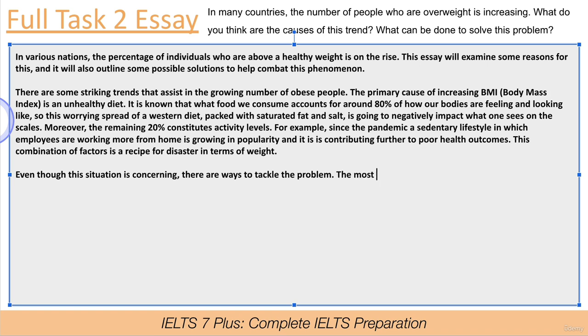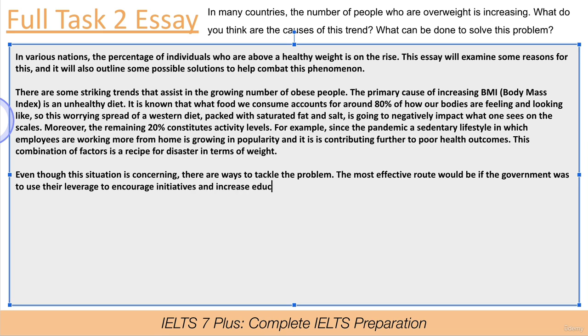The most effective route would be if the government was to use their leverage or their power to encourage initiatives and increase education. For instance, let's explain this a little bit more.